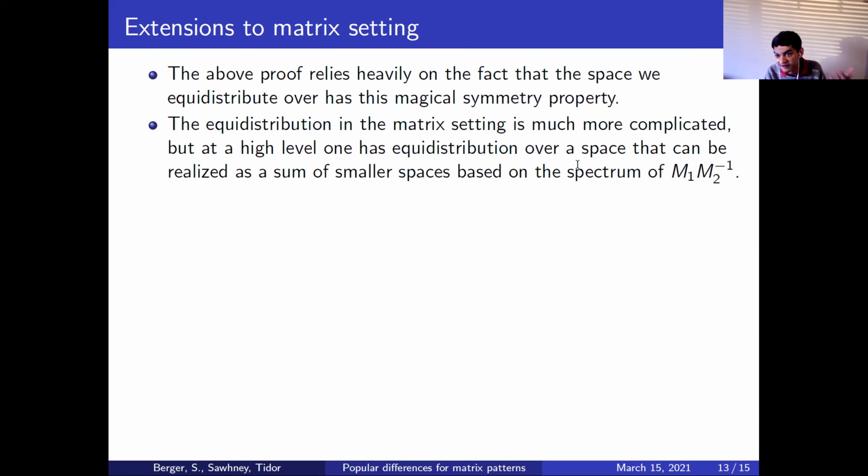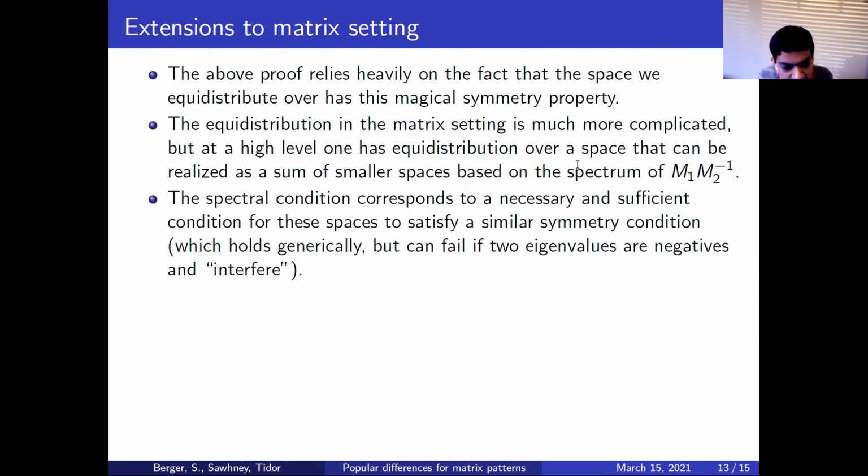There are some issues about definability of FP bar and FP, etc. Let's not address that. And as it turns out, the spectral condition that we imposed, that no pair of eigenvalues are negatives of each other, corresponds to a necessary and sufficient condition for these equidistribution spaces to satisfy a similar magic symmetry condition. This magic symmetry condition will hold generically, but if two eigenvalues are negatives of each other, there can be some magic interference, and it can basically break the symmetry property.